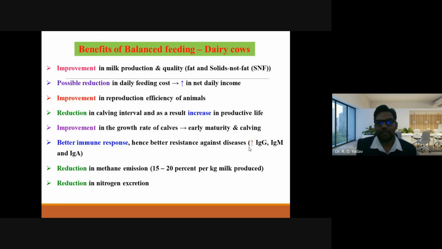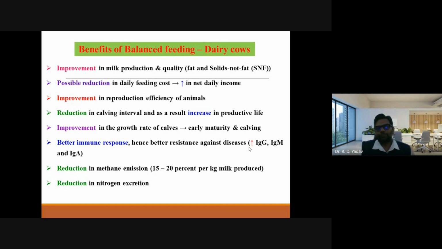So we have understood that there are so many consequences of feeding an imbalanced ration in poultry and in dairy animals, whether it is cattle or buffalo. Then what are the benefits of feeding a balanced ration? Just the vice versa.